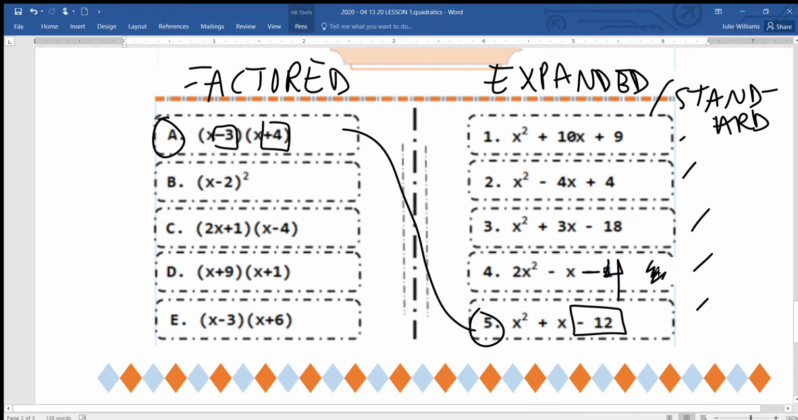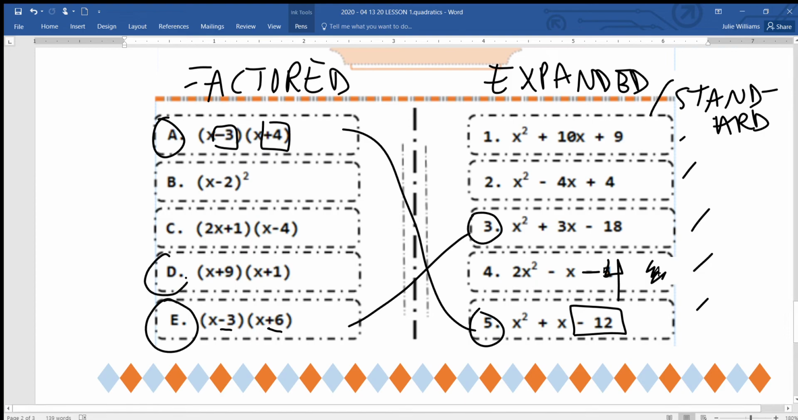Okay, so let's do the same thing with E. Looking at the remaining numbers on the right, in the right column, we know that it's going to be negative 3 times positive 6. That's negative 18. This is the only one. So E and 3 go together.